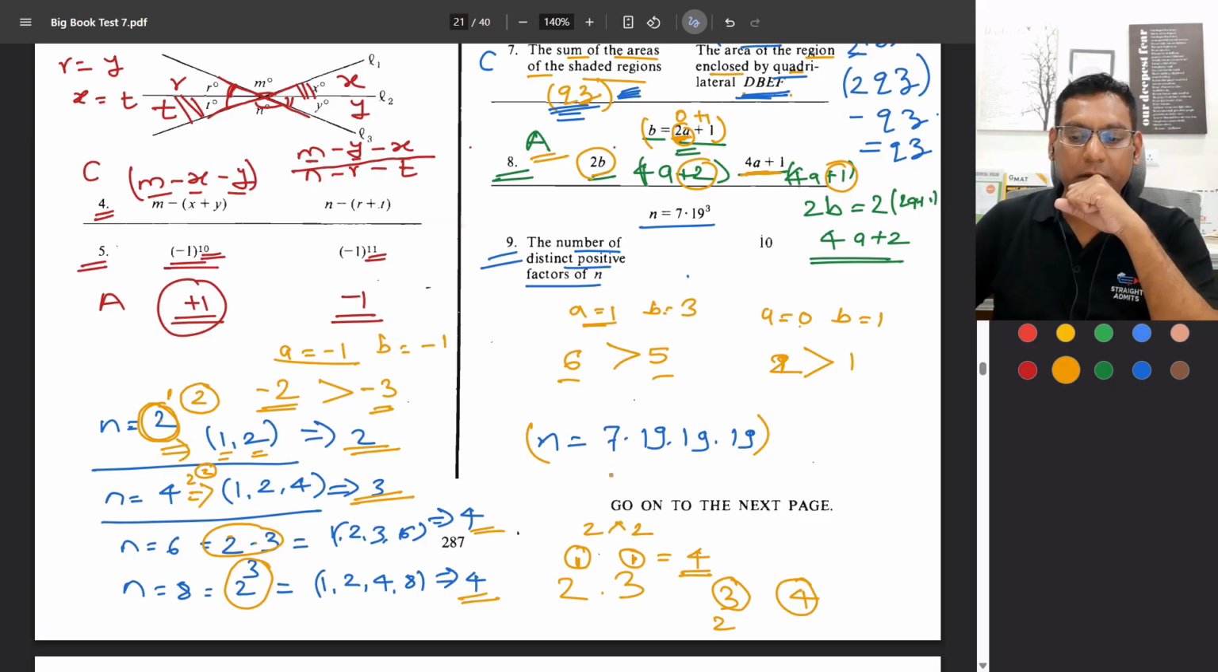Same thing I do here. I write it like this. There was no need for us to expand this. What is the highest power here? 1.